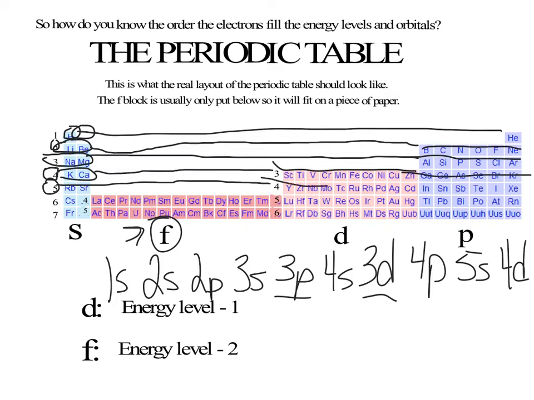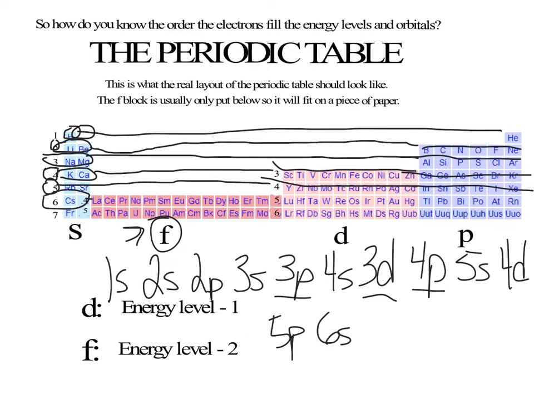So 4D, up, I'm at a P. Well, I've already used 4P, so the next one up has to be 5P. Keep going, keep going, keep going. Next one is going to be 6S. Read across. Oh, hey, now I've finally hit the F sublevel.